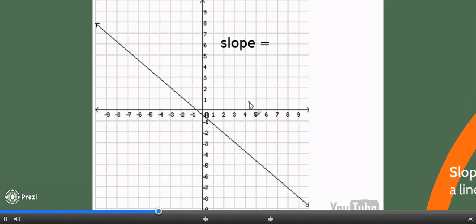Given a graph, find the slope. To find a slope, we must understand that a slope of a line is defined as rise over run. Rise is the vertical direction of the line, and run is the horizontal direction of a line. So to start, I'm going to pick 2 points on this line. So I'm picking a point here and a point here.